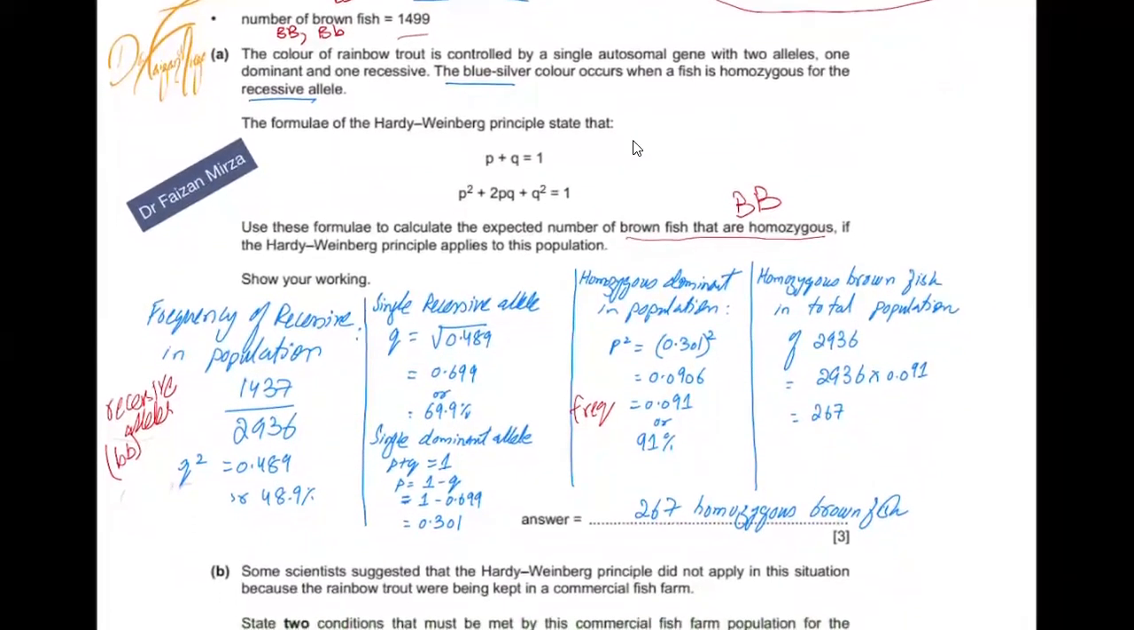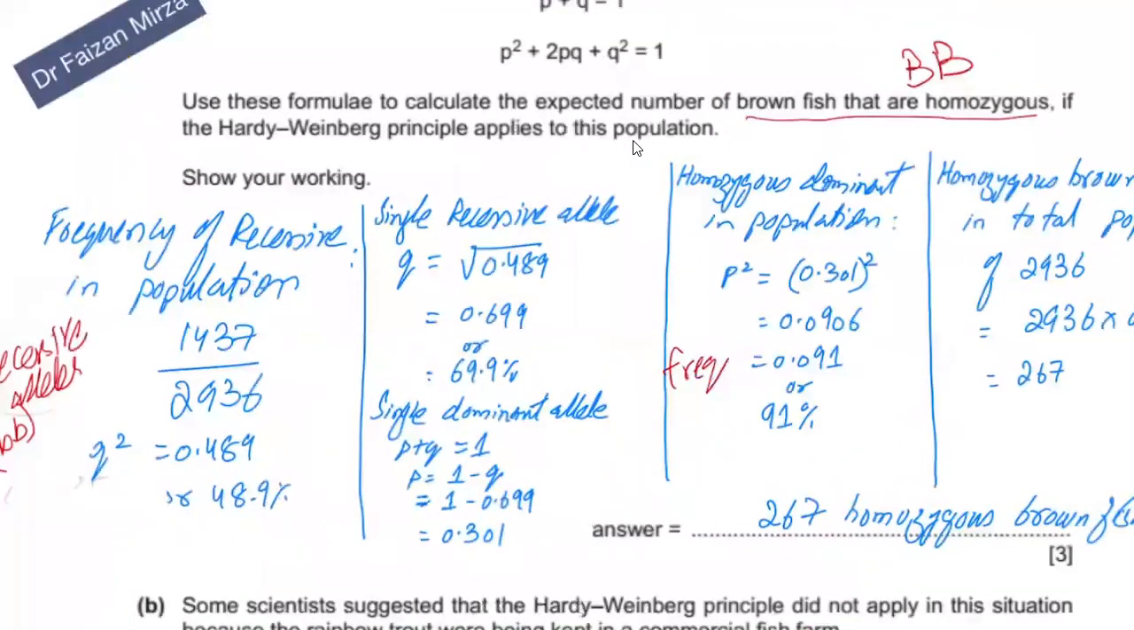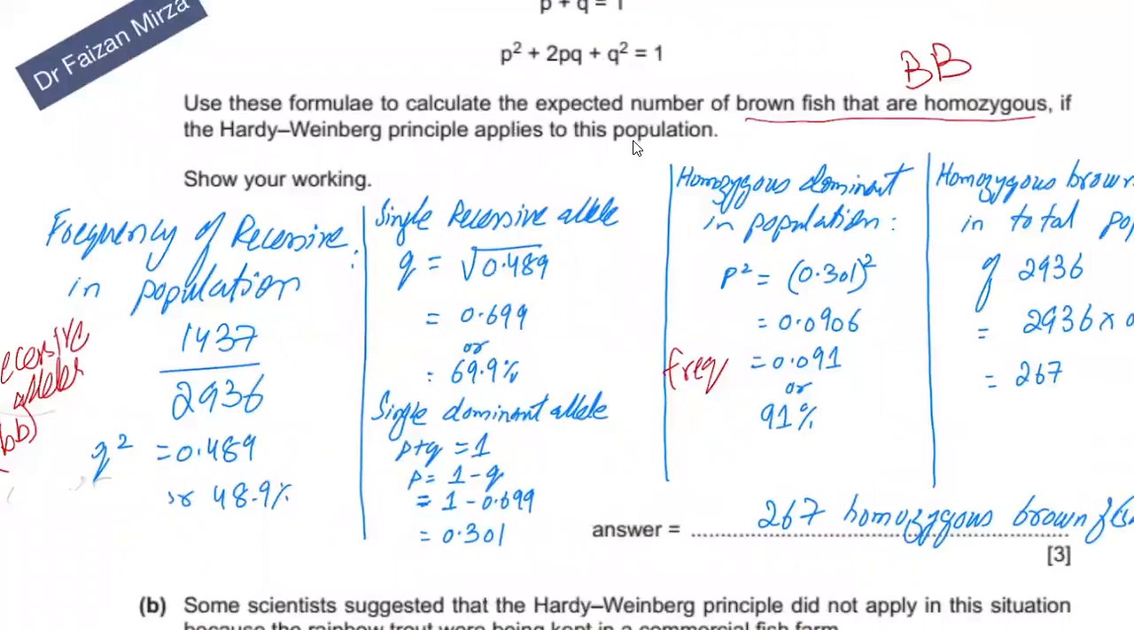Now, how can the single dominant allele be calculated? For the single dominant allele, we use the formula p plus q is equal to 1. We'll just rearrange the formula in such a way that we calculate it for p. So we have the formula here, p is equal to 1 minus q. So from 1, we'll subtract 0.699, which we calculated for q. So we just subtract it, we get 0.301.